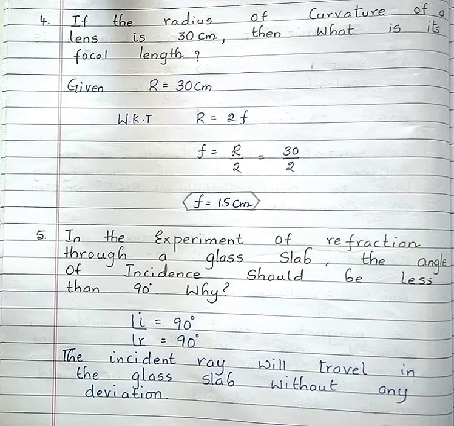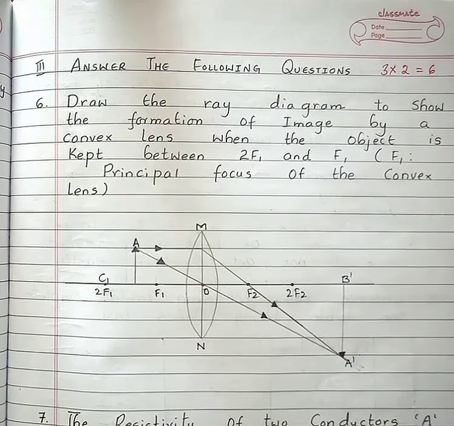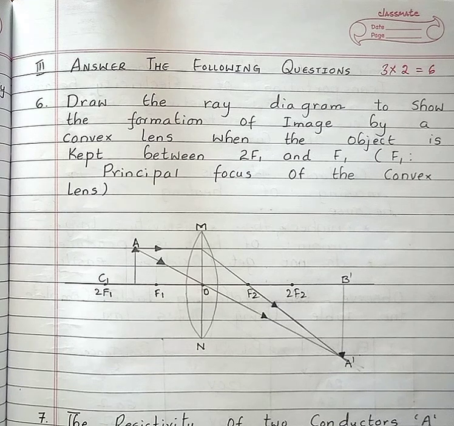Question 5. In the experiment of refraction through a glass slab, the angle of incidence should be less than 90 degree. Why? Answer. If angle of incidence is 90 degree, then the angle of refraction is equal to 90 degree. The incident ray will travel in the glass slab without any deviation.